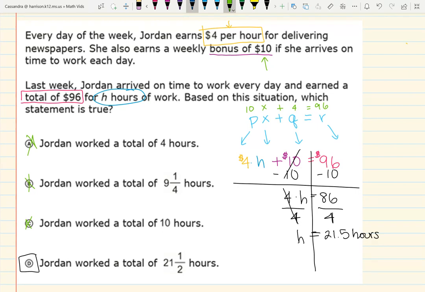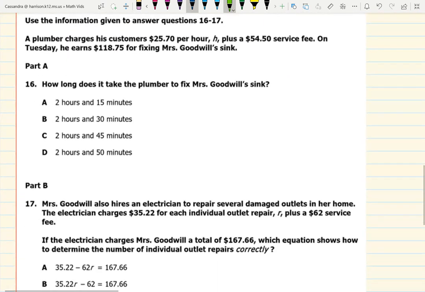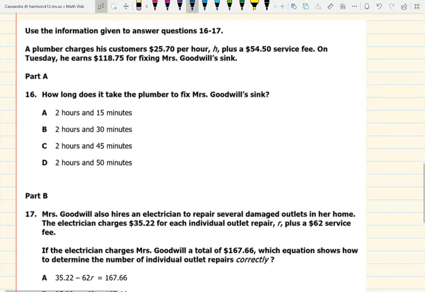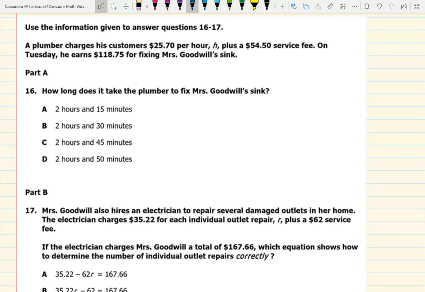So yeah, that's where I got D, and that's an explanation for why A, B, and C are not correct. All right, the last two problems say use the information given to answer question 16 and 17. All right, so this is a two-part.